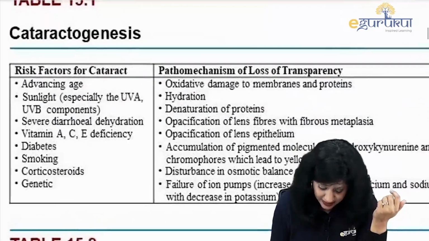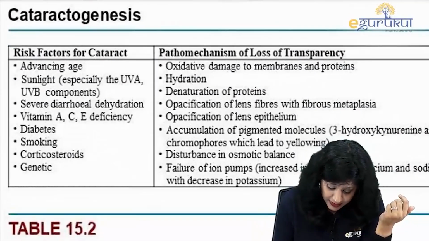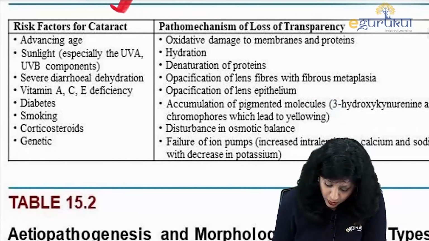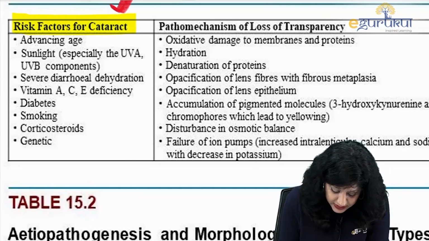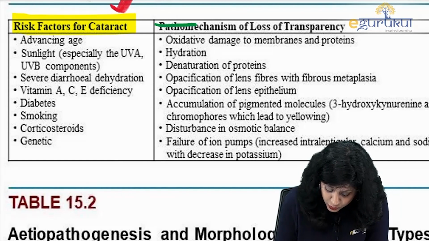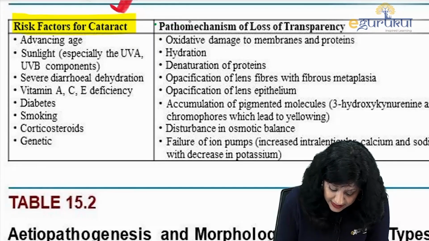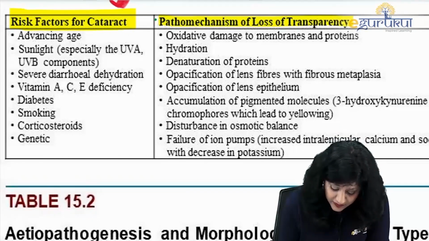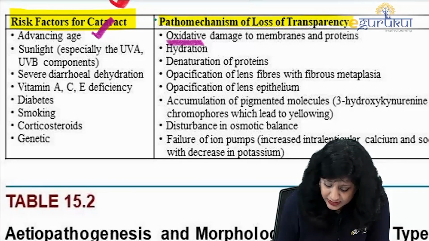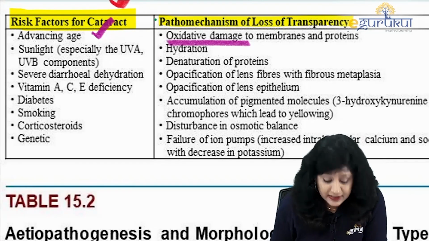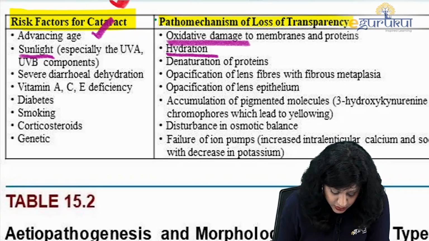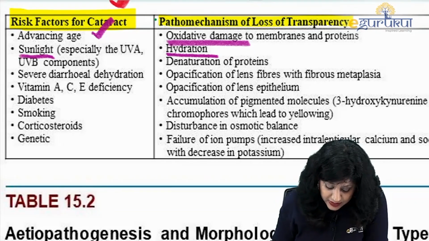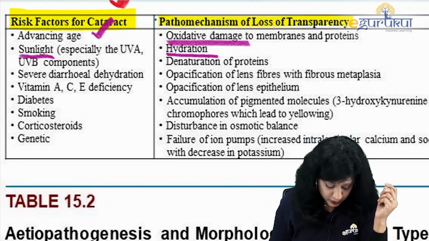So let's have a look at this important table, which you can bookmark. What are the important things which can cause a cataract? On one side we have the risk factors, and on the other side I have the pathomechanism of the loss of transparency. So let's have a quick review. Number one is advancing age. Advancing age causes oxidative damage. If I talk about sunlight, sunlight is responsible for dehydration. This dehydration causes denaturation of the proteins.